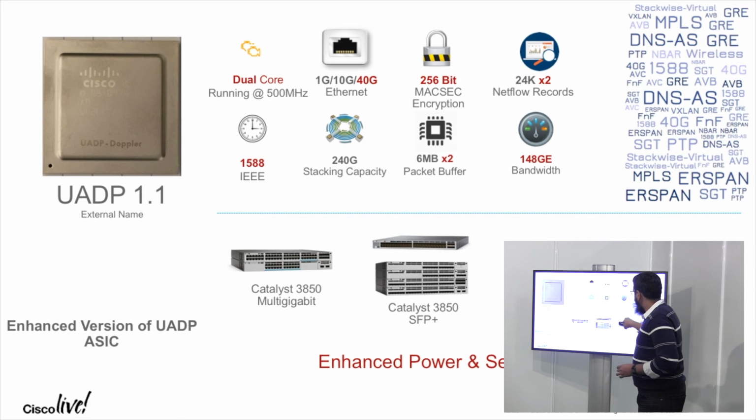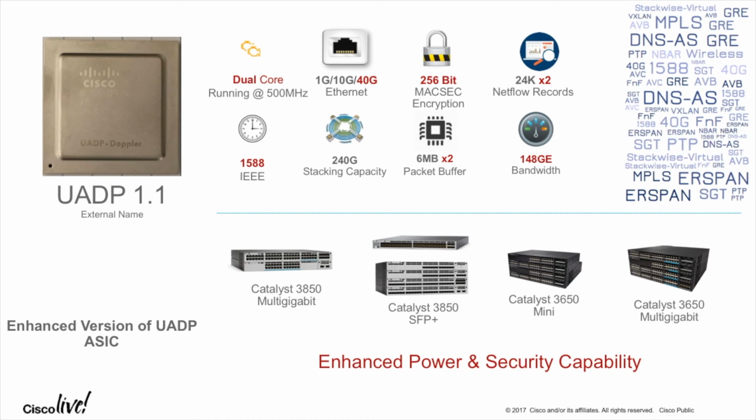Now, these are the different switches here. The multi-gigabit switch, SFP plus switches. Then we have the Catalyst 3650 Mini and the 3650 multi-gigabit. All these switches use UADP 1.1. Okay.